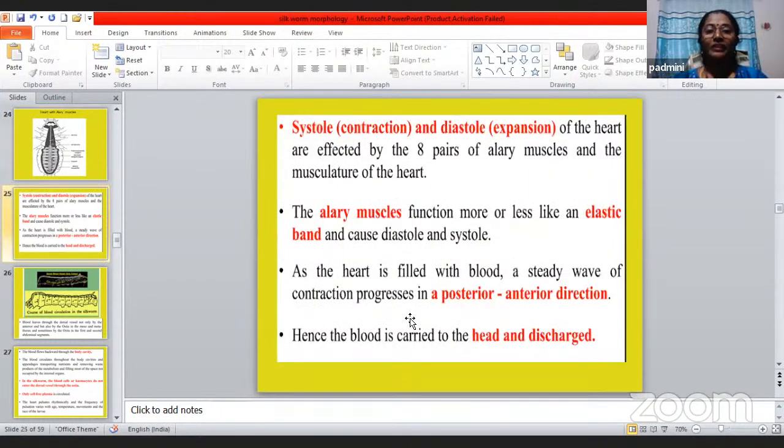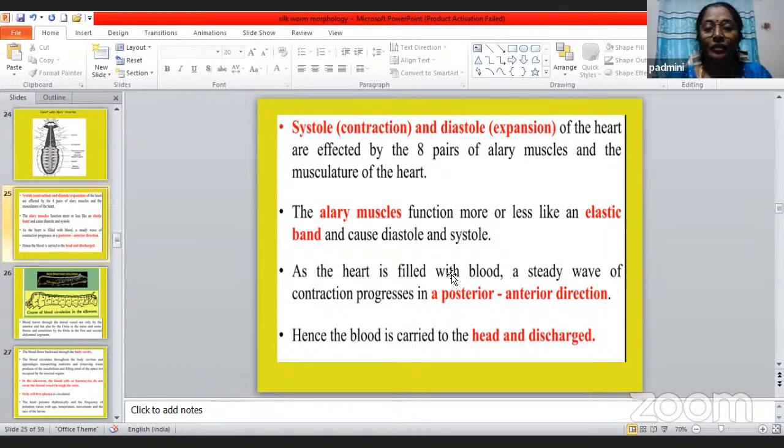Okay, so what is happening in the systolic and diastolic part of the heart? Systole, as we know, is a contraction of the heart, and diastole is an expansion of the heart. So the heart keeps pumping, systolic and diastolic. This is effected by the 8 pairs of alary muscles, the contraction and the expansion, the same thing as in the heart muscles. These alary muscles function more or less like elastic bands and cause diastole and systole.